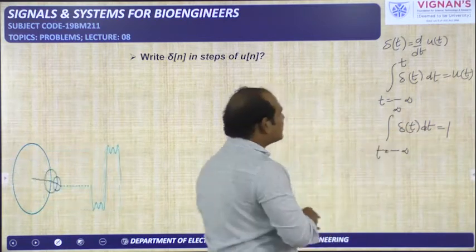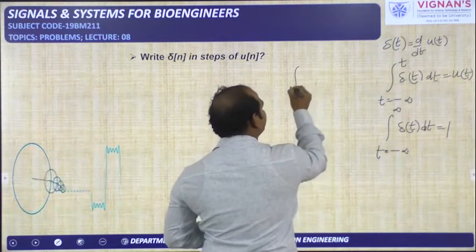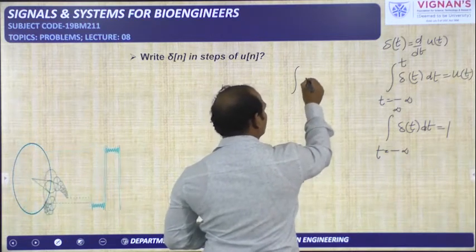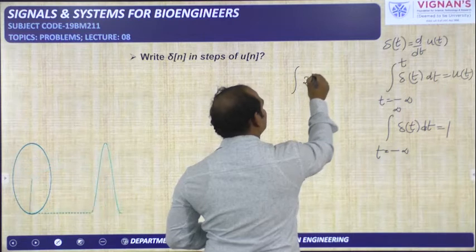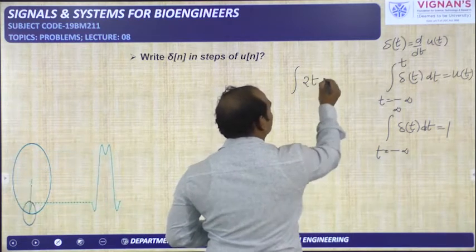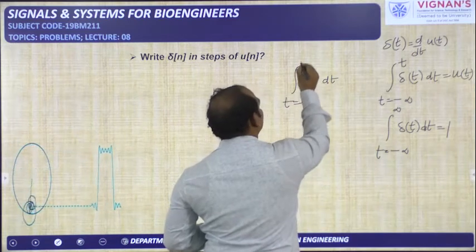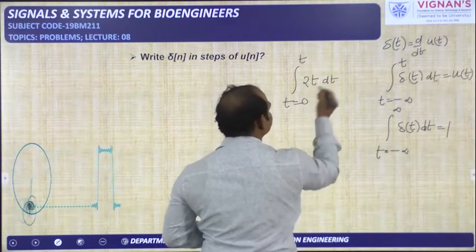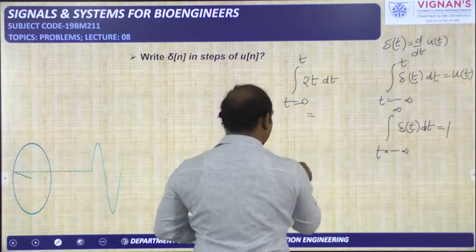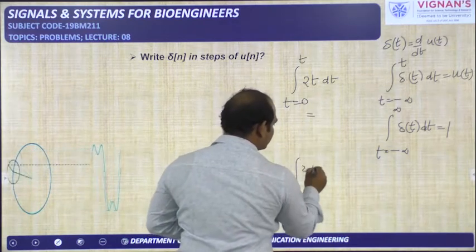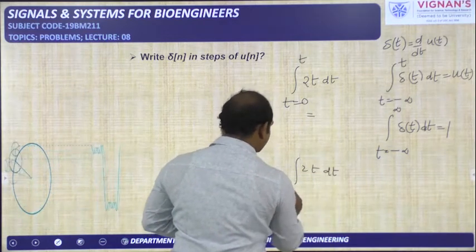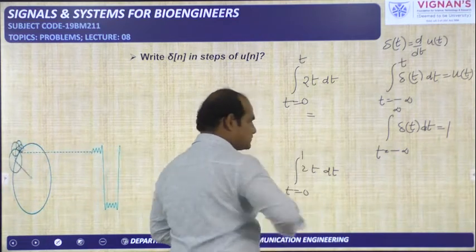For one simple example I will take the integral of 2t dt, where t is from 0 to t. This is one integral we have to perform. Another one is the same function 2t only, but t is from 0 to 1, which I am taking.